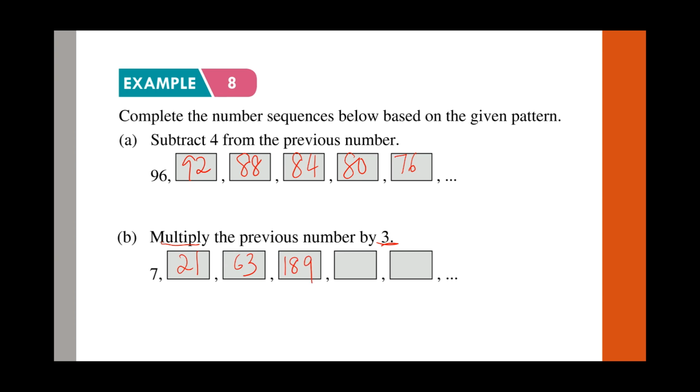189 times 3. 567. 567 times 3? 1701. How come you are so fast? You have your book with you, is it? No, already counted. Oh, you already counted. That's good. Very fast. So Tiffany has done her job.